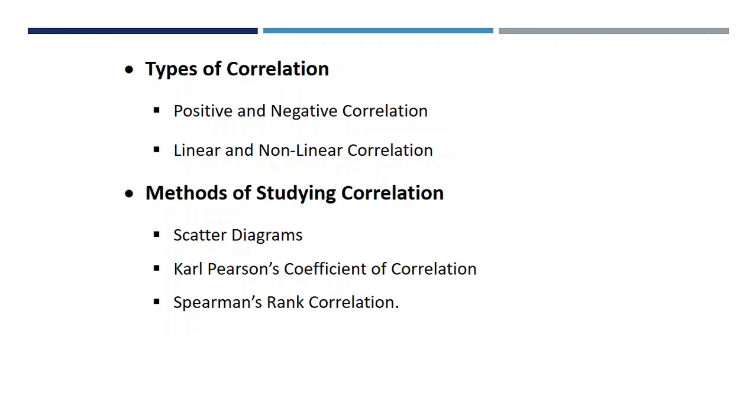The method of scatter diagram tells about the nature of the relationship, whether it is positive or negative and whether it is high or low. It does not provide us an exact numerical measure of the extent of the relationship between the two variables. That is why we are going for Karlpearson's coefficient of correlation and Spearman's rank correlation. So here in this session we will be discussing Karlpearson's coefficient of correlation.